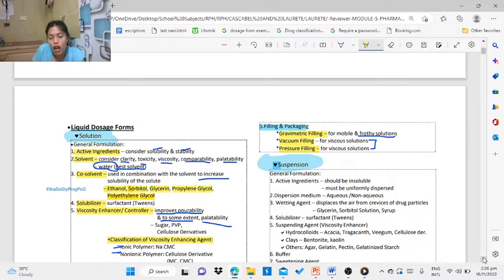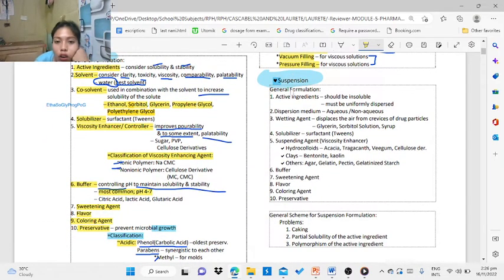Ano po yung solution? Kayo na po, is homogeneous. Solution po is, meron po tayong active, version aqueous. In a suspension the active should be insoluble, while in a solution kailangan po siya soluble. Must be firmly, uniformly dispersed, kumbaga scattered po.